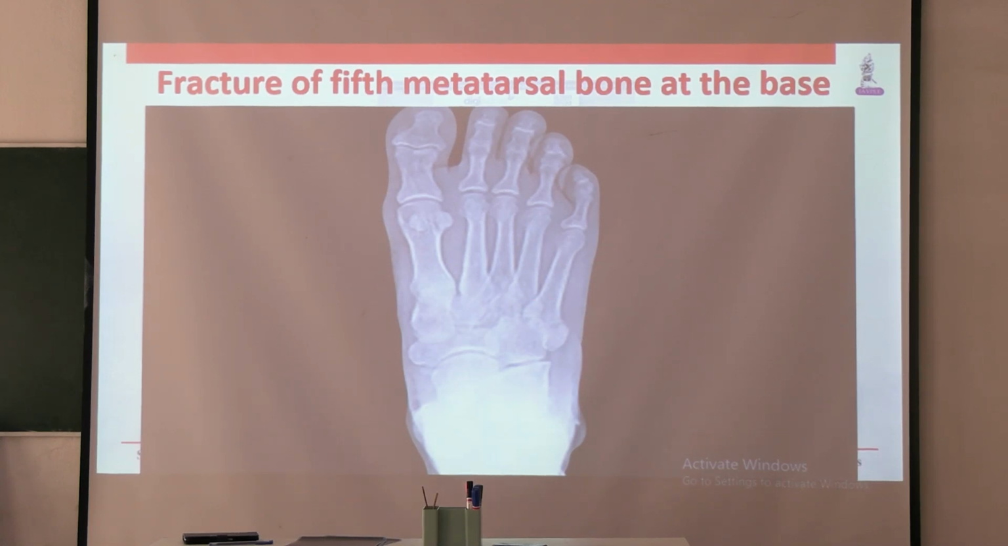Okay, understood? And here sesamoid bones are more prominent. See this rounded structure just below the head of the first metatarsal. These are the two sesamoid bones, in the tendon of flexor hallucis brevis. Okay, understood? Okay, now we will see the X-rays present in our department.